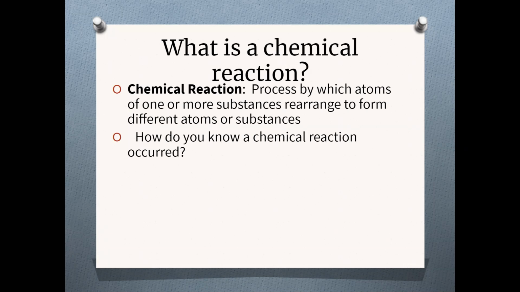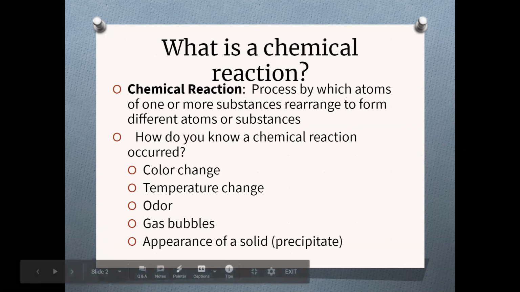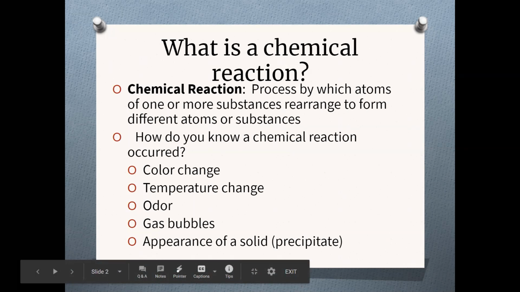So how do we know a chemical reaction has occurred? There are a few things that can indicate a chemical reaction. You could have a color change, a temperature change, there could be a smell, an odor, you could have gas bubbles coming out of whatever reaction you performed, or you could have the appearance of a solid or a precipitate. The last one, that term precipitate, you may not have heard before, but basically what I mean by that is, let's say we reacted two liquids together and then you see this solid chalky substance forming in the bottom of that reaction, that would be a solid precipitate.